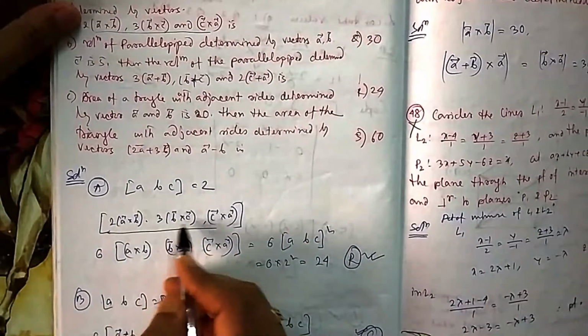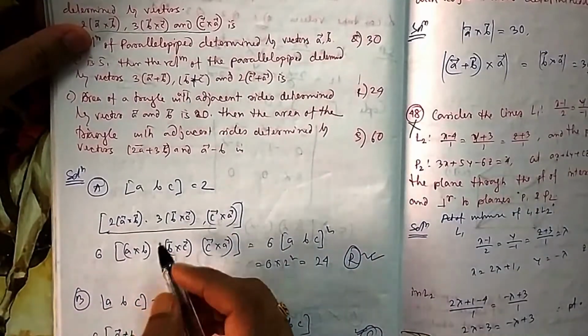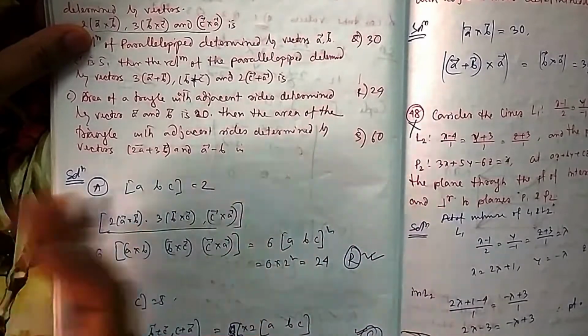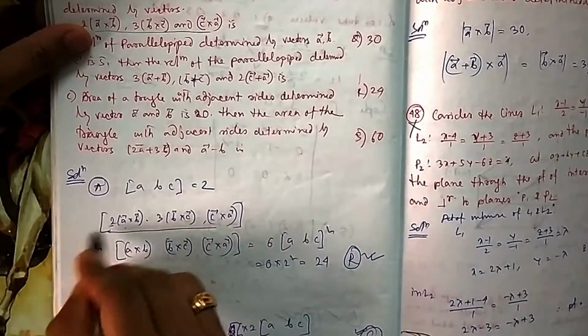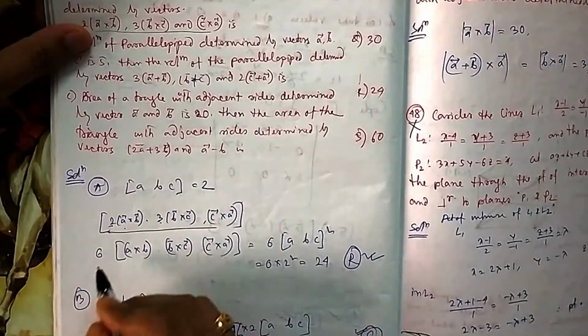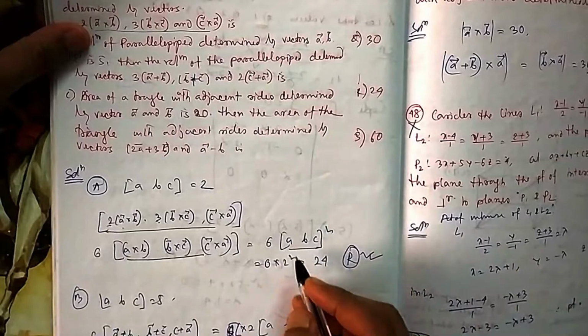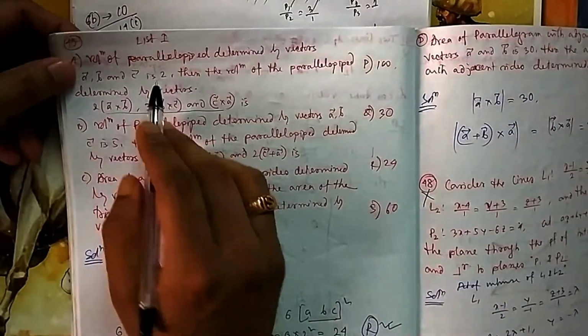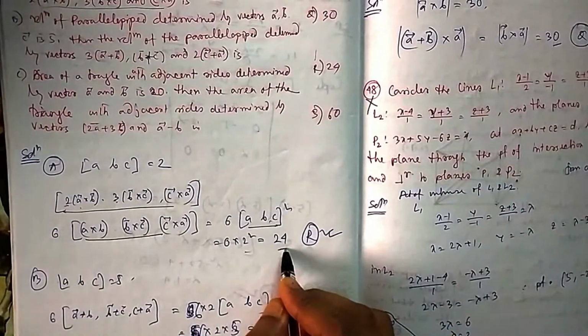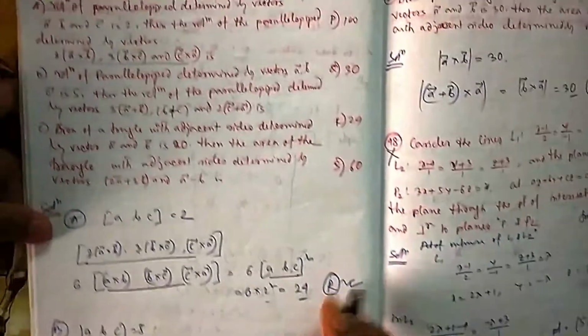So this one, a constant we have taken, we have already seen the property of box, you can take it common because these are all determinants, one row. From one row you have taken 2 common, from one row you have taken 3 common, that is 6 common. And this one we have already seen, this is box ABC whole square. And they have given box ABC is 2. So it is 2 square, that is 24, that is A is matching with R.